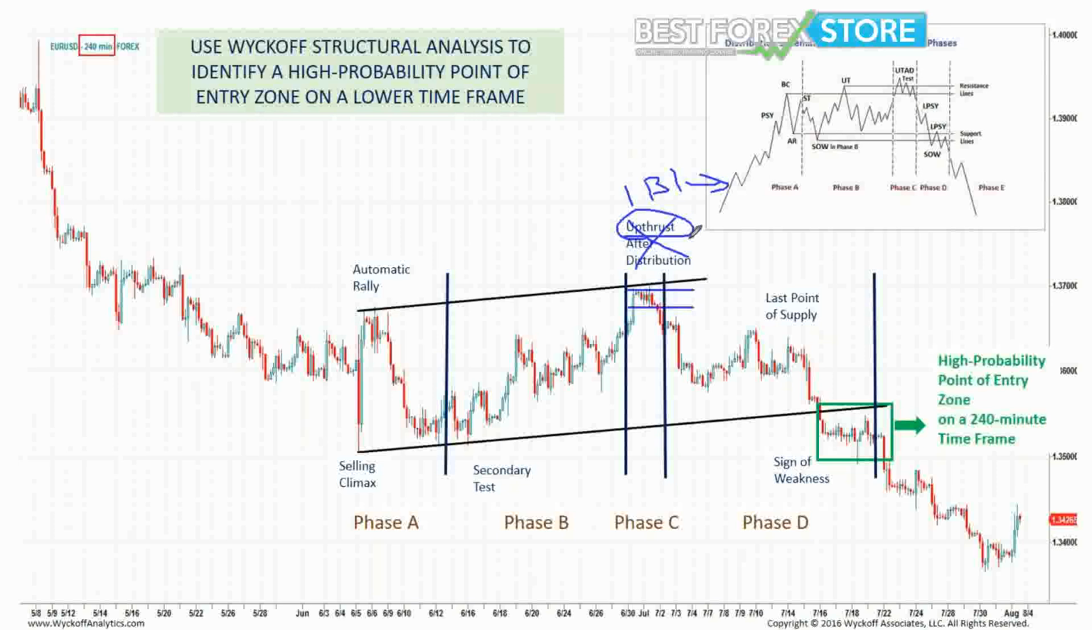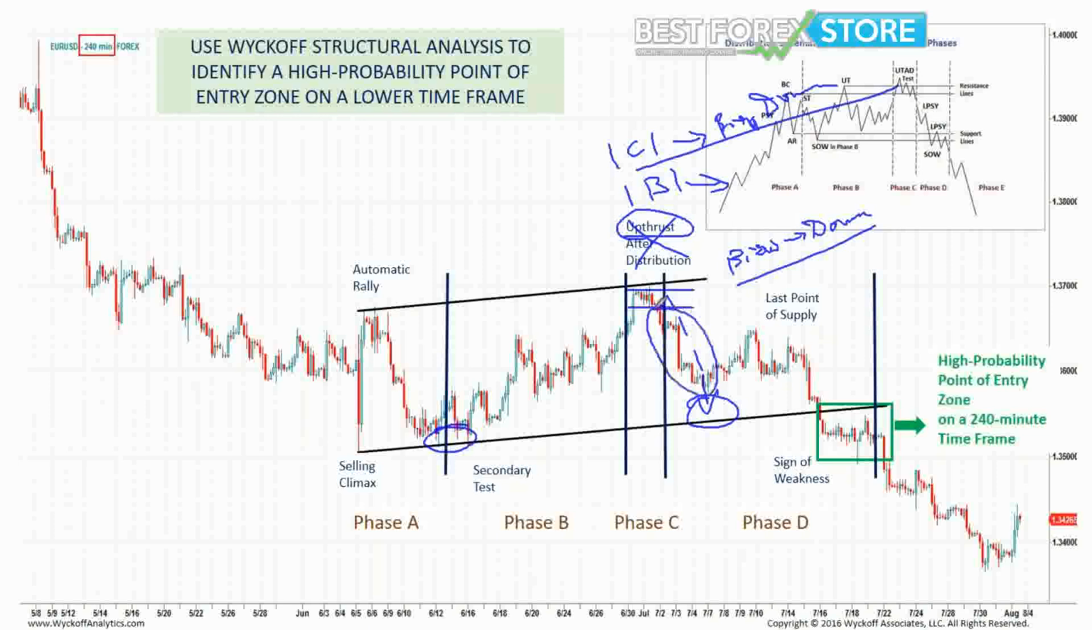Then it's going to be another secondary test. Another attempt to retest this area right here, right? So under this scenario, the bias is what? It's downside. Okay. And then if we're thinking that this is phase C, upthrust of the distribution, what's the bias there? It's also downside. So in both cases, the bias is to the downside, whether we are right about which phase we are in or not, and therefore we can trade intraday to the downside.